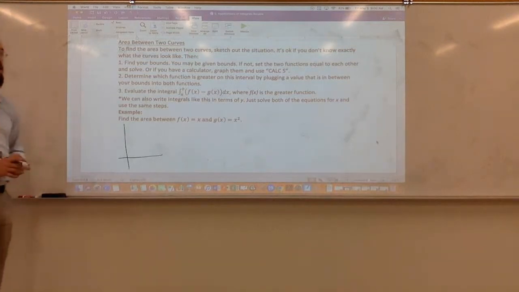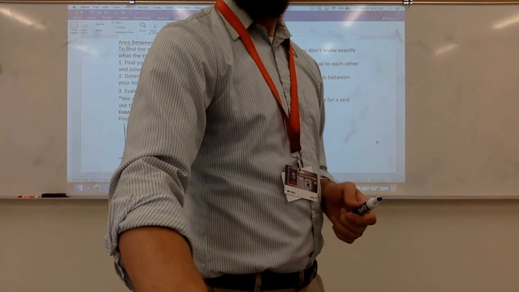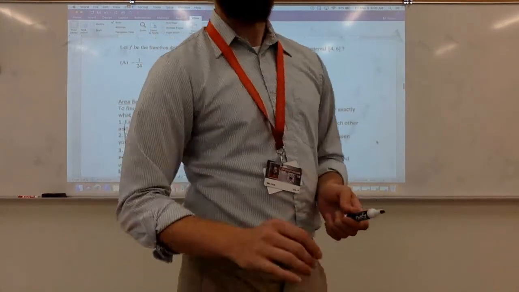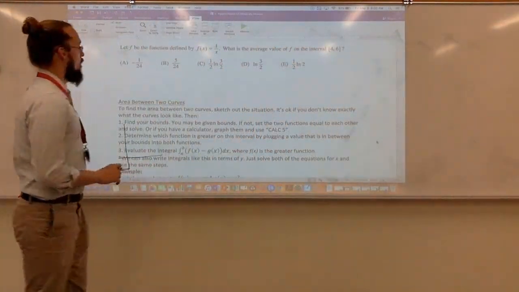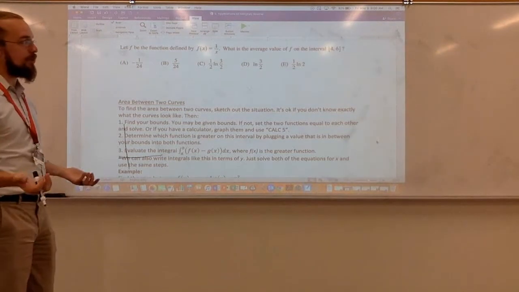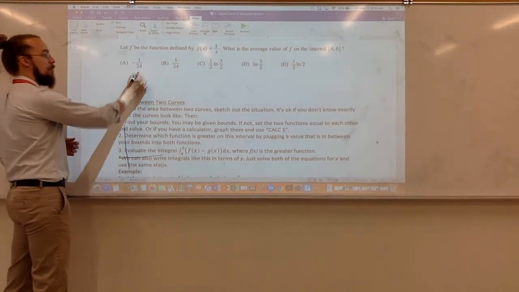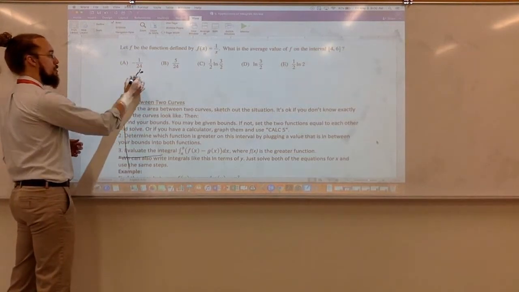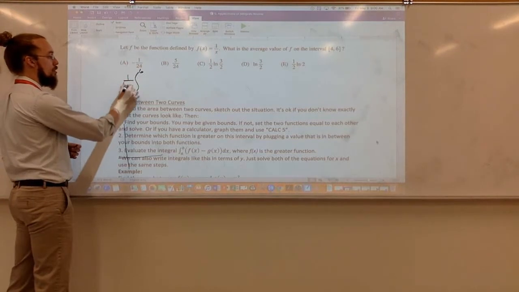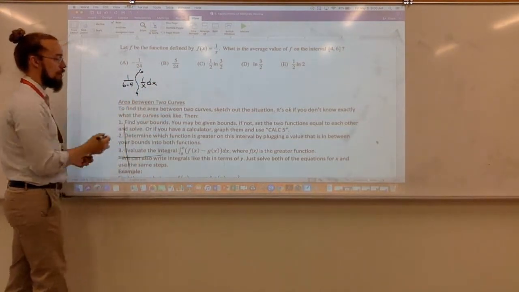Did I skip one? Oh, I did, didn't I? Let f be the function defined by 1 over x. What's the average value on the interval 4 to 6? So for average value, we're just setting up our integral from 4 to 6 times 1 over 6 minus 4 of 1 over x dx.